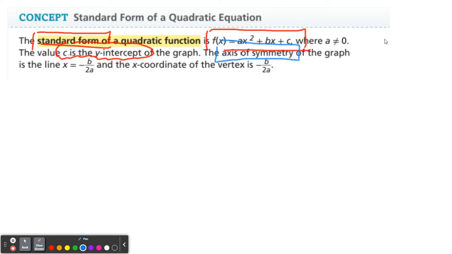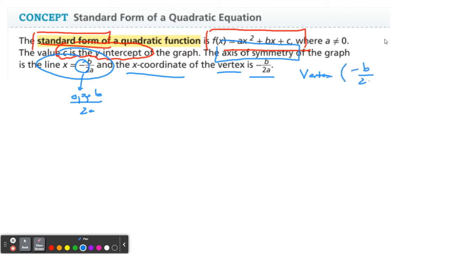The axis of symmetry is the line x equals, and I pronounce this as the opposite of b over 2a. That negative sign, think of it as the opposite of b. That is also going to be the x-coordinate of your vertex. So for your vertex, you'll have an x-coordinate of opposite of b over 2a. And then to find your y, you've got to plug it in. So plug this x into the formula, and you'll get your y.